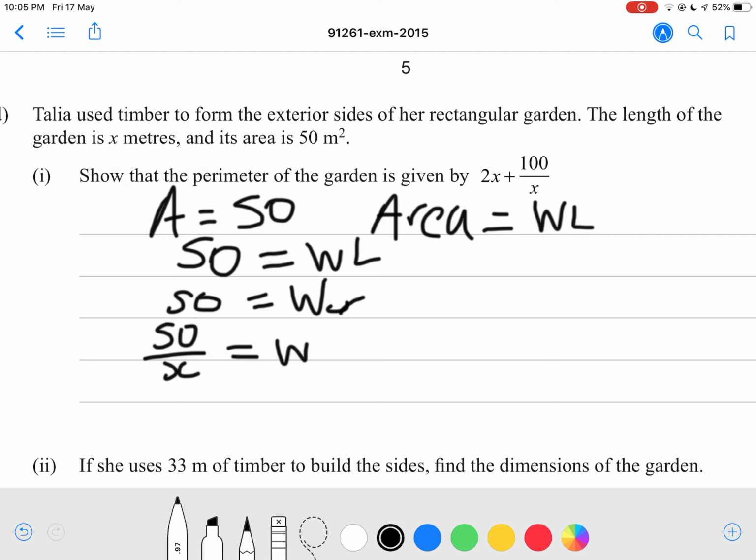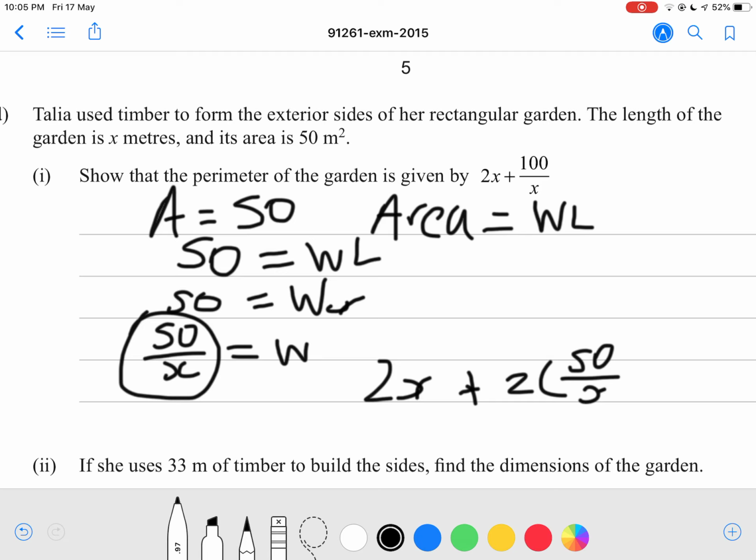Okay, so basically now, the perimeter of a rectangle is 2 width plus 2 length, okay? So 2 length is simply 2x, because x times 2 is 2x, plus 2 times the width, so plus 2 times 50 divided by x. Therefore this can be simplified to 2x plus, 2 times 50 is 100, so 100 divided by x. That equals the perimeter, so we're just going to say it equals P.